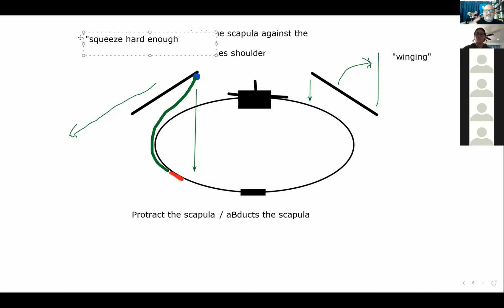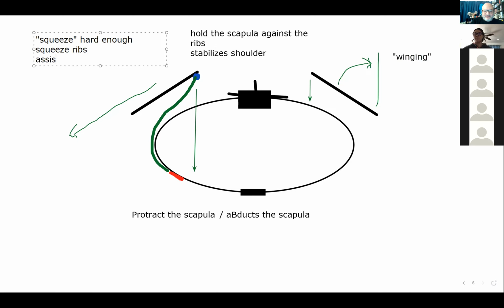And why would we want to squeeze the thoracic cavity? To help exhale, for a cough. And when you squeeze the ribs, this is a muscle that helps us to exhale. So when you're blowing out your birthday candles, you squeeze in the thoracic cavity to force that air out. So this is actually an assisting muscle for exhalation. It's not the primary muscle for exhalation, but it can help in exhalation. Excellent.